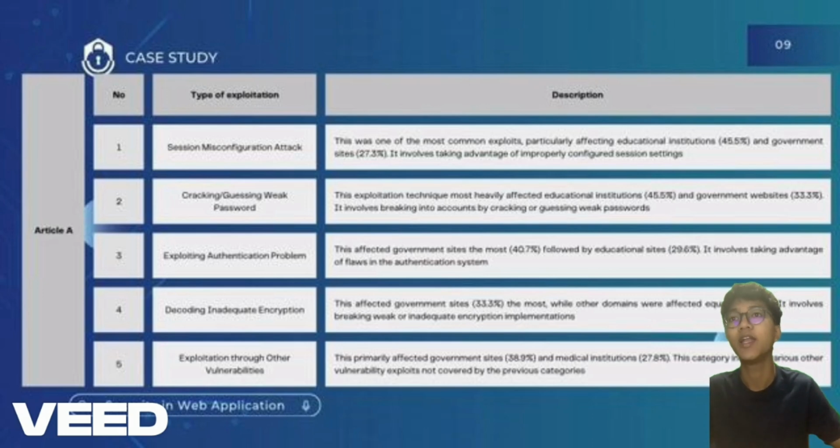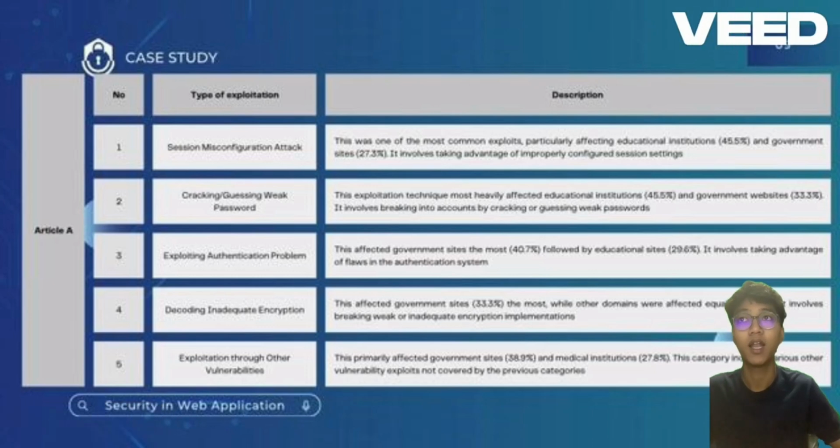Next, we have decoding inadequate encryption. This affected government sites the most at 33.3%, while other domains were affected equally at 19.7%. It involves breaking weak or inadequate encryption implementations. Last, what I found is exploitation through other vulnerabilities. This primarily affected government sites with 38.9% and medical institutions with 27.8%. This category includes various other vulnerability exploits not covered by the other categories.